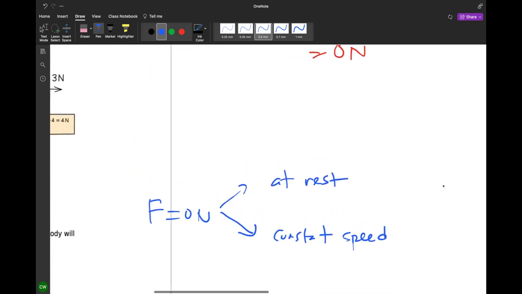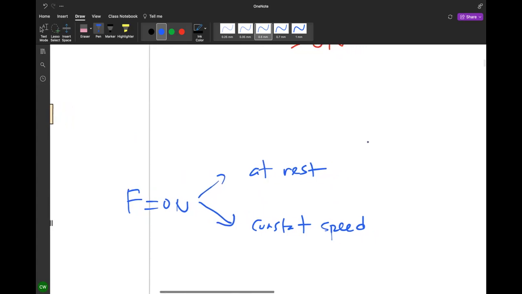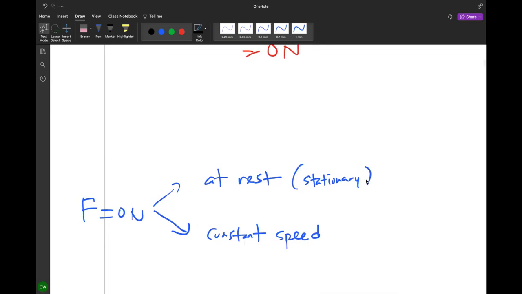Can you remember this case? If the resultant force is 0, it will tell you two things. Either at rest, which also means stationary, or constant speed. Can you remember? Just like that. No force, either not moving or constant speed, if the resultant force is 0.